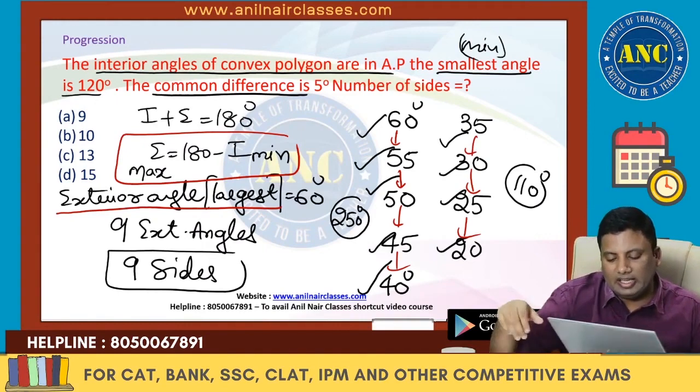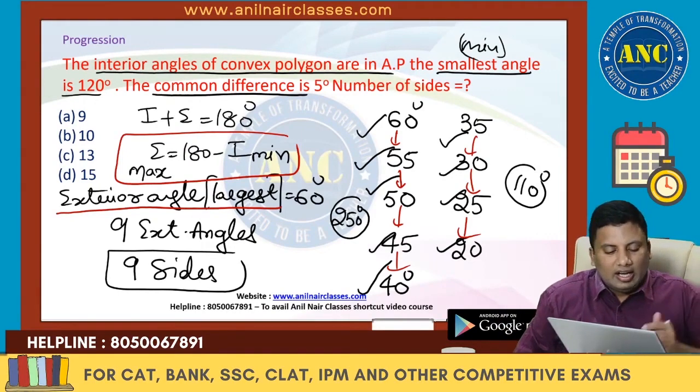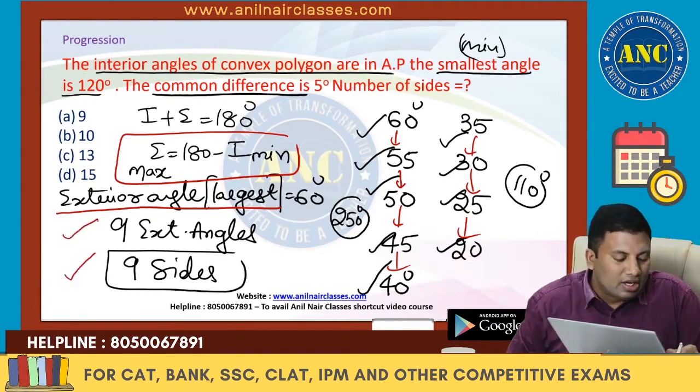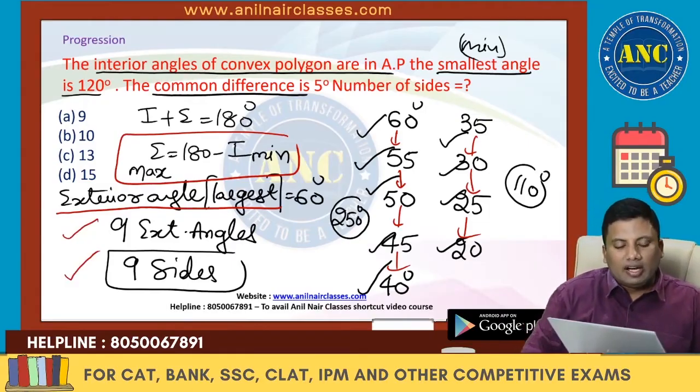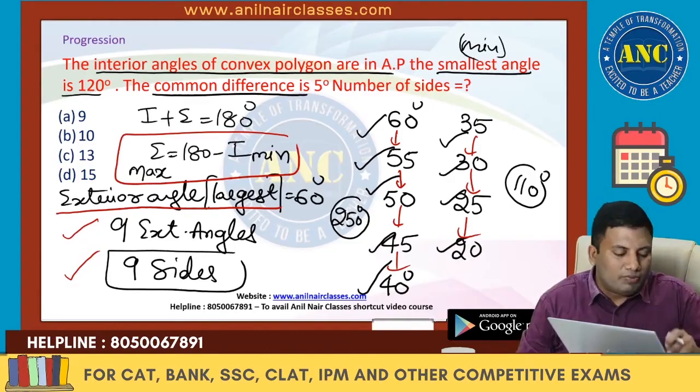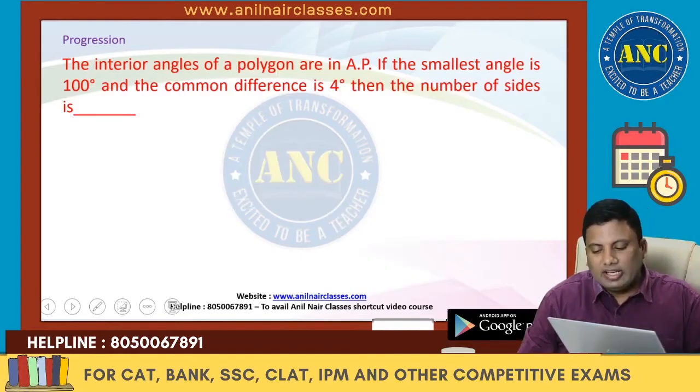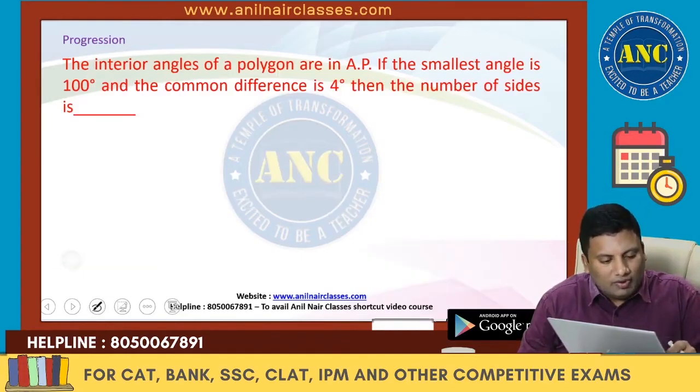Totally how many exterior angles are there? Totally 9 exterior angles are there. So how many sides will it have? 9 sides. I hope the idea is clear. Same question, one more we will solve.